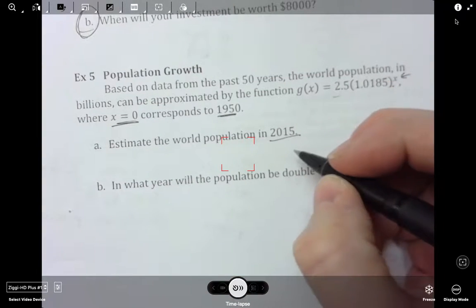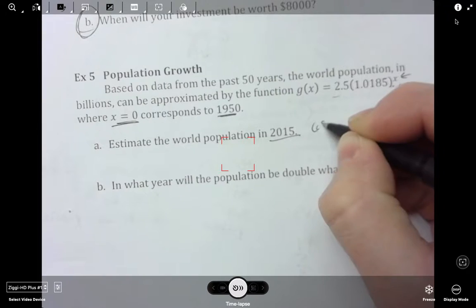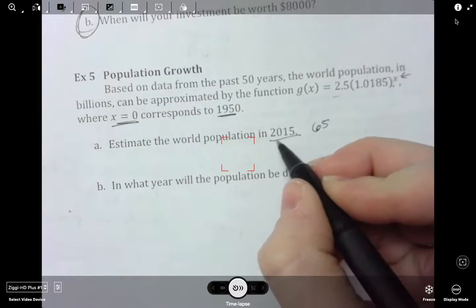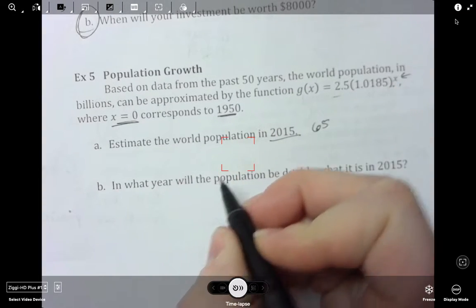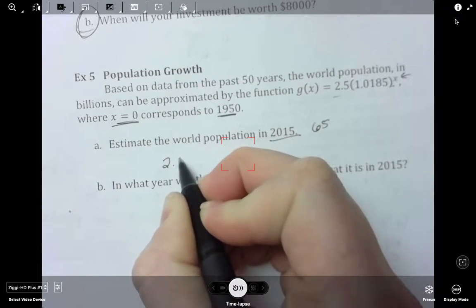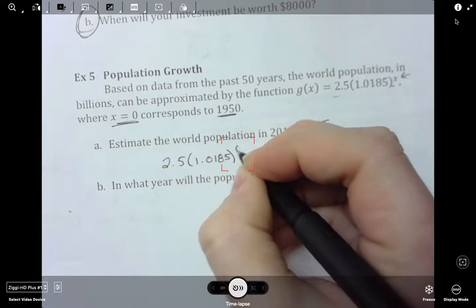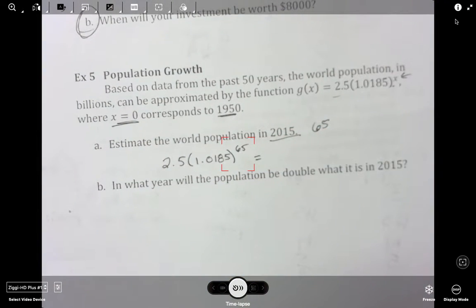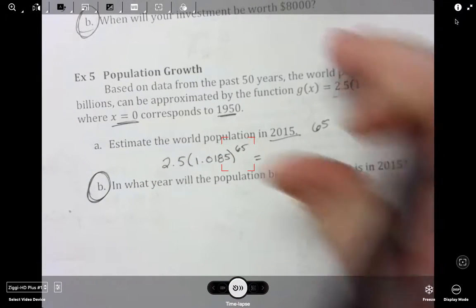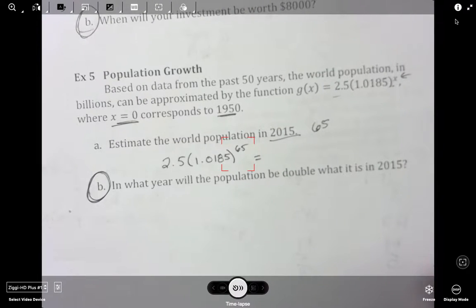So I'm not going to plug 2015 in for x if x equals 0 corresponds to 1950. I'm going to plug in 65, I think. 2015 minus 1950 is 65. So in your calculator, plug in 1.0185 to the 65th power and get an answer. All right? And what year will the population double? We're going to save that for Thursday or tomorrow. Okay? We'll do those together. So figure out what this is in your calculator.